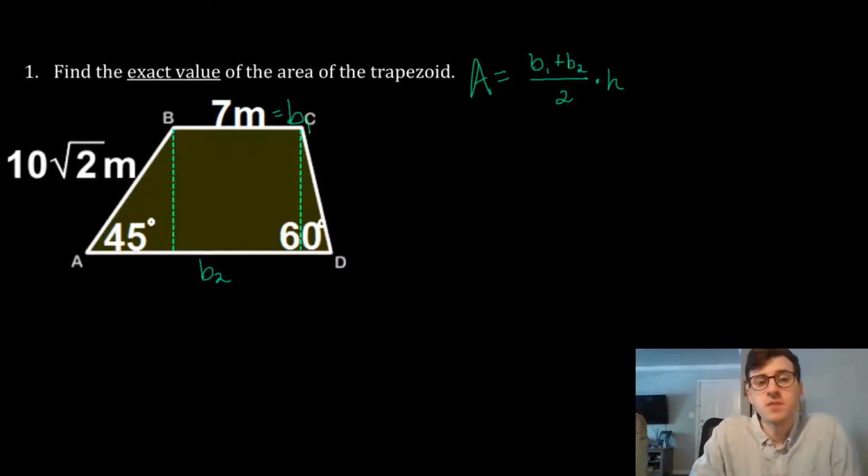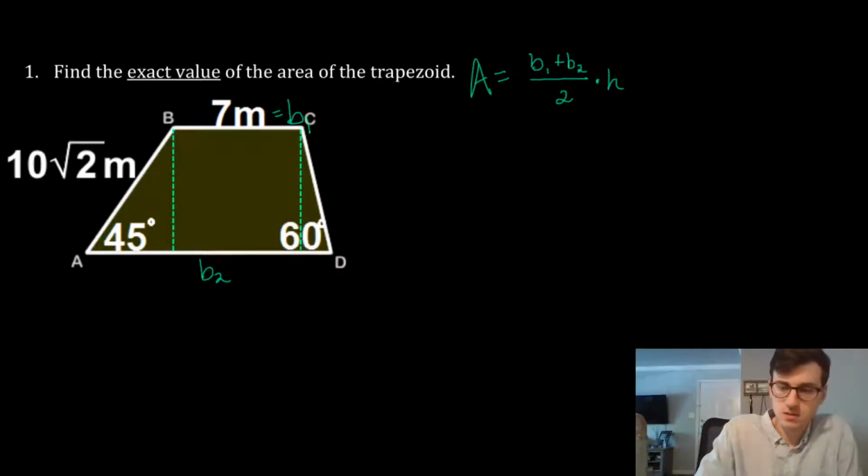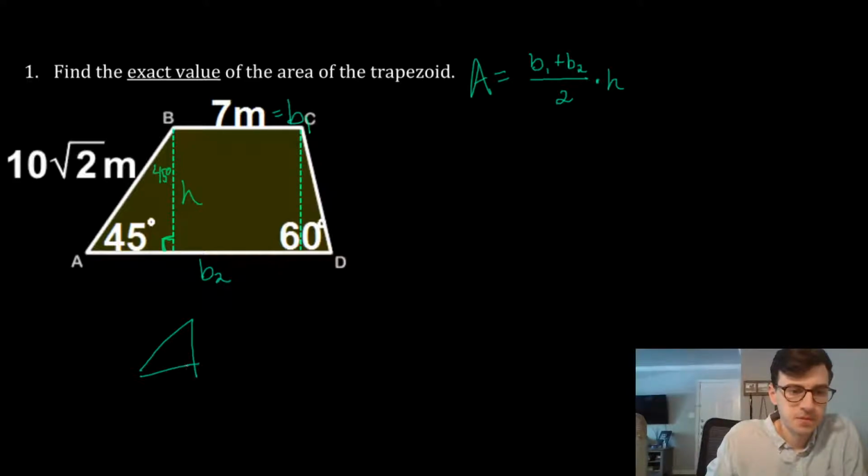So we're trying to find base 2, and we're trying to find the height. So let's see. First thing we should look at is the fact that we're making two triangles here. I'll look at this triangle first, and it just so happens that this is a 45, 45, 90 triangle. So with this triangle, maybe we can do just slightly better.